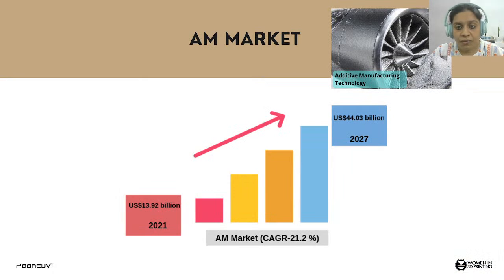Understanding the AM market is very important because we should know where the market is growing. Then and there, we will be providing the research requirements and the industry requirements, and we will be moving ahead with time. The growth rate for the additive manufacturing market is increasing up to 21.2%, which is a significant number. In 2021, the market was 13.92 billion USD, and in 2027, the market is projected to be around 44.03 billion USD.